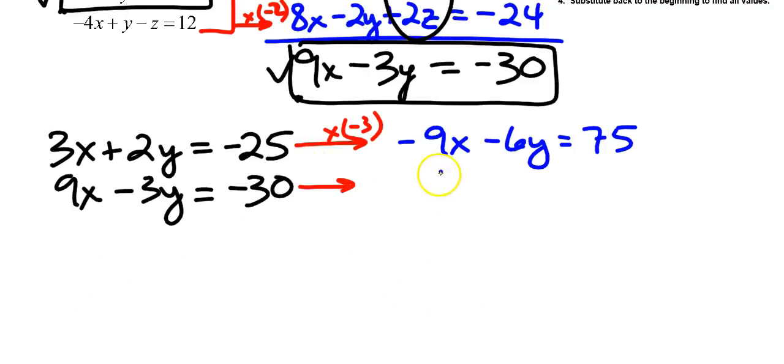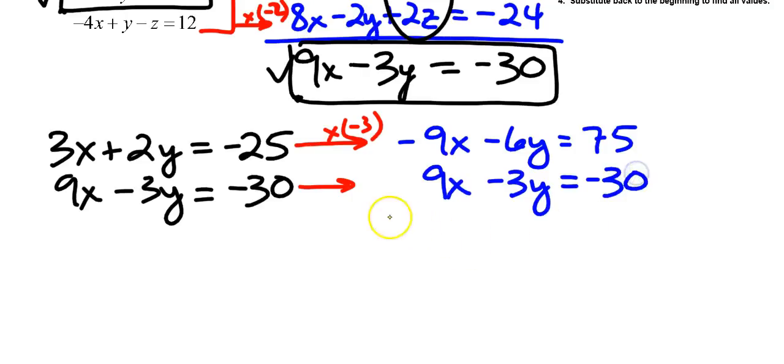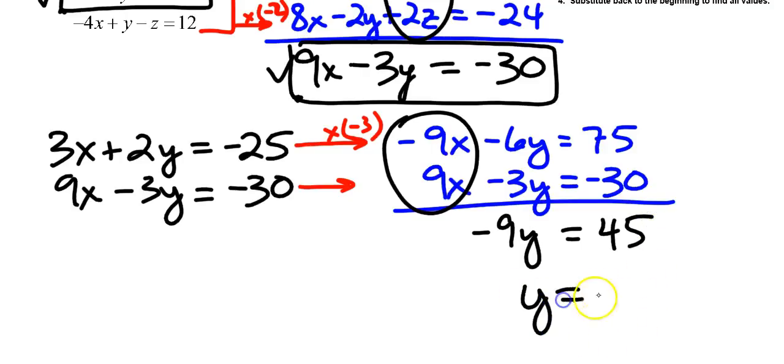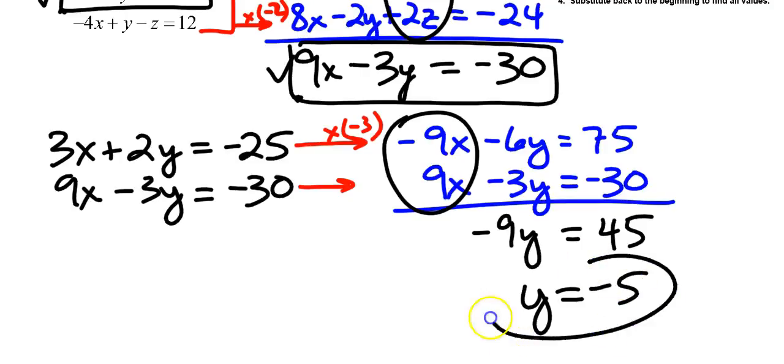Over on the next equation, I'm keeping it the same. So I've got 9x minus 3y equals negative 30. Now as we go to combine, you'll see that some nice things happen. The x's cancel. Negative 6y and negative 3y make negative 9y, and that would be equal to 75 minus 30, which is 45. And this tells me that y is equal to negative 5.